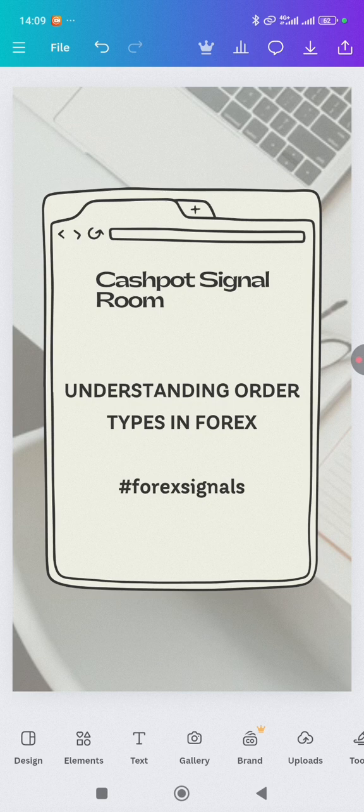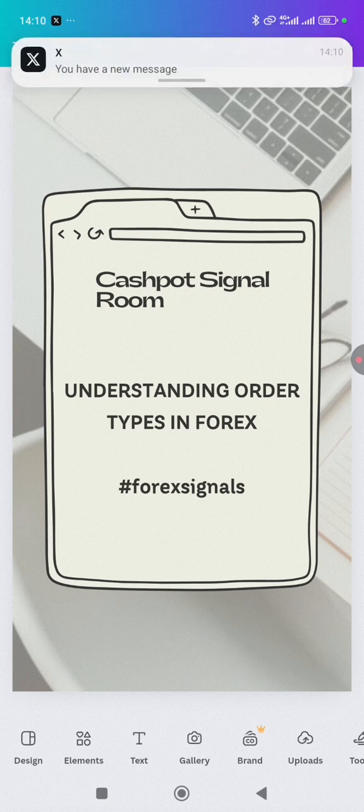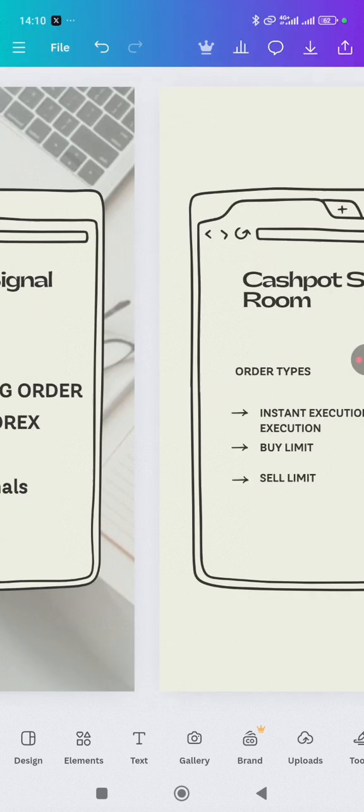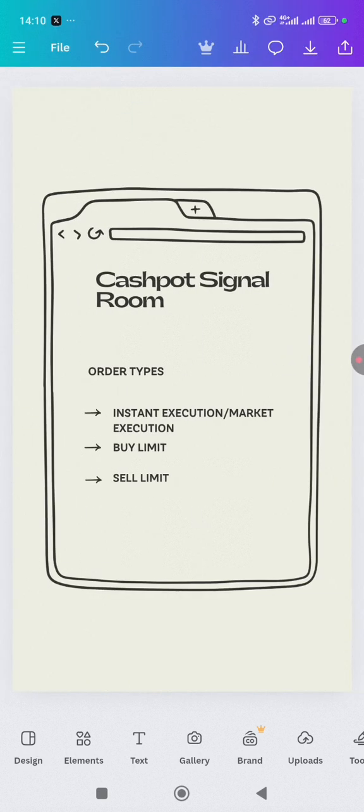So in this tutorial, briefly what we want to look at is the different order types that we have in Forex trading. Of course, as you know, we are into the signal service. We give you accurate and consistently winning Forex signals, and you trade them profitably on a monthly basis. So here are the different order types that we're going to be considering in this short tutorial.